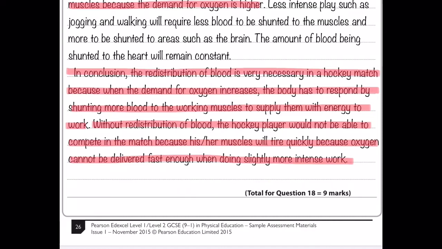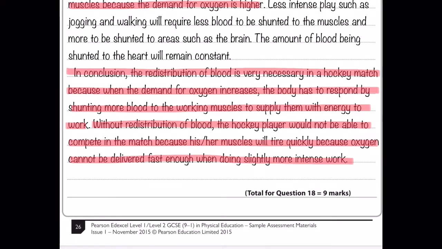oxygen increases, the body has to respond by shunting more blood to the working muscles to supply them with energy to work. Without redistribution of blood, the hockey player would not be able to compete in the match because his or her muscles will tire quickly because oxygen cannot be delivered fast enough when doing slightly more intense work.